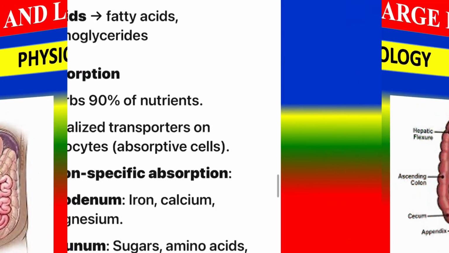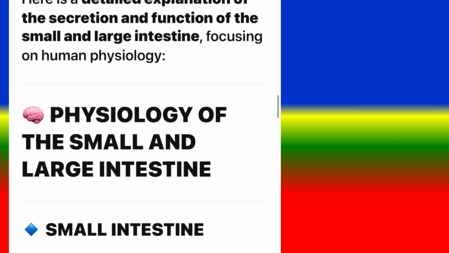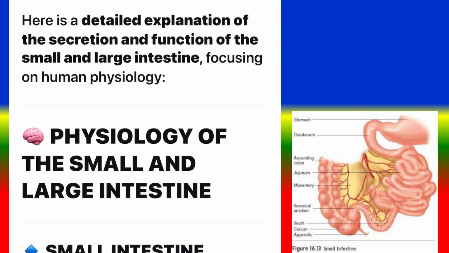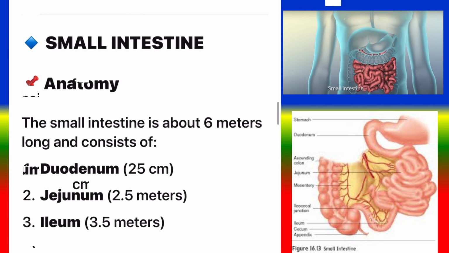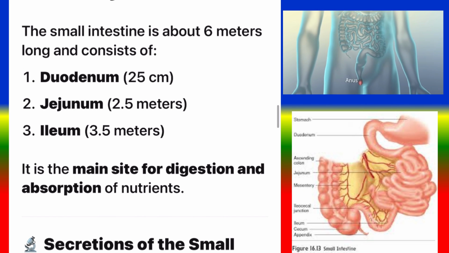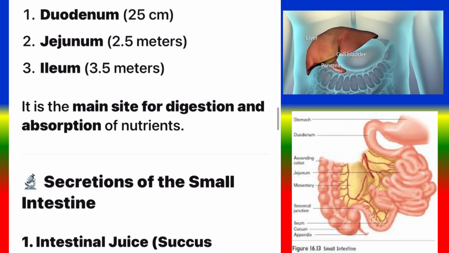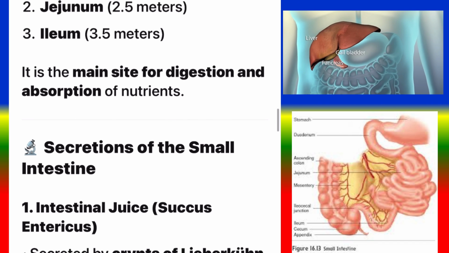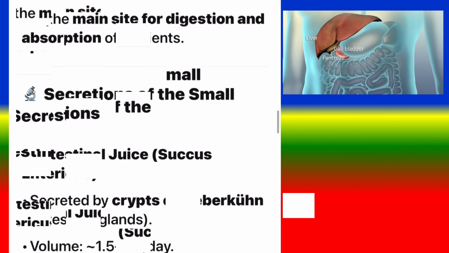Here is a detailed explanation of the secretion and function of the small and large intestine, focusing on human physiology. Physiology of the small and large intestine. Anatomy. The small intestine is about 6 meters long and consists of: 1. duodenum, 25 centimeters; 2. jejunum, 2.5 meters; 3. ileum, 3.5 meters. It is the main site for digestion and absorption of nutrients.